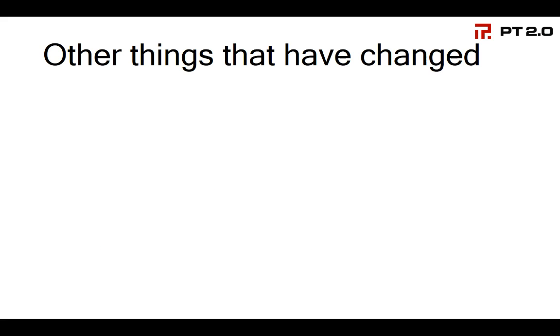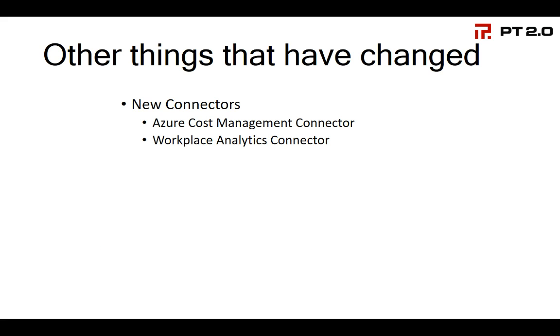Some other things that have changed, that I'm not going to go into any detail on, are new connectors. There's an Azure Cost Management connector and a Workplace Analytics connector for Office 365. And there's a new template app on Project Web App. For those who don't know, Microsoft releases template apps that connect to different data sources, which essentially contain a package of reports that you can just connect up to your data and start using. They normally publicize one every now and then, and this is the latest one.